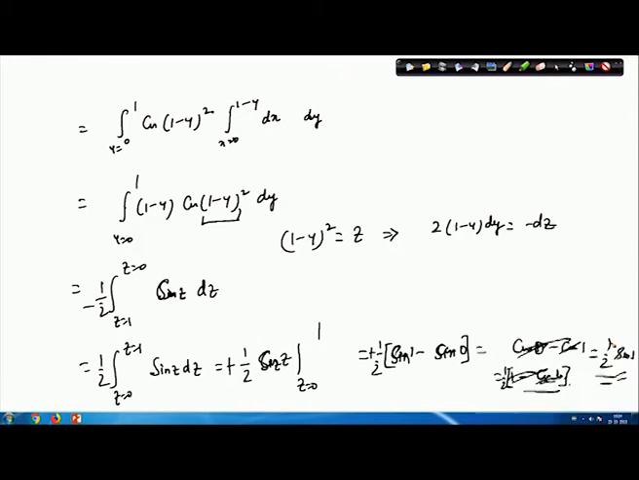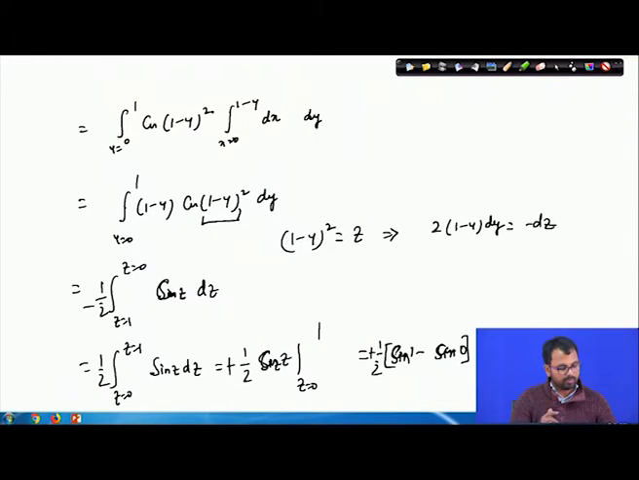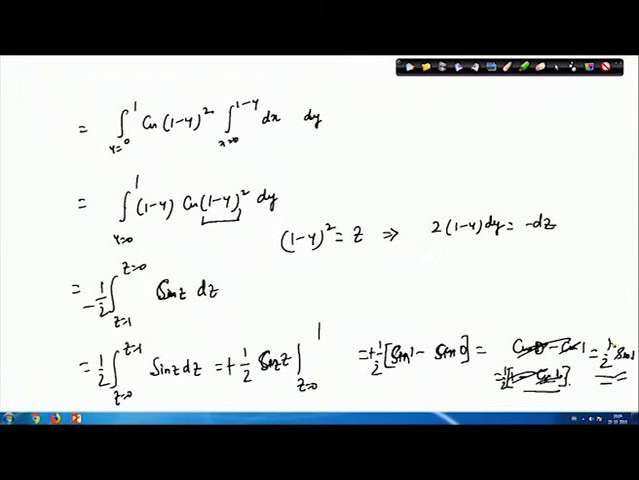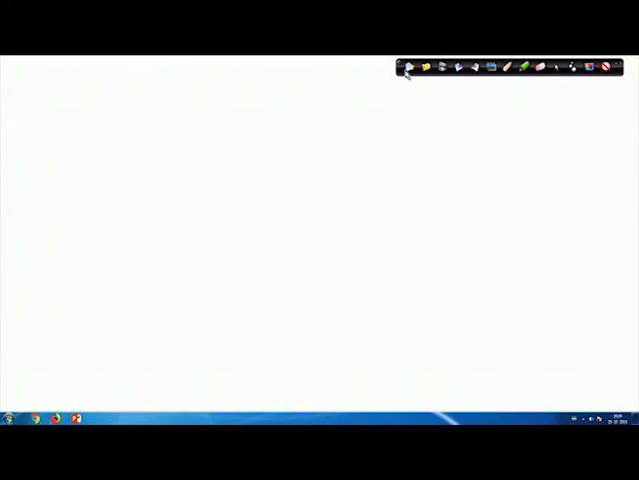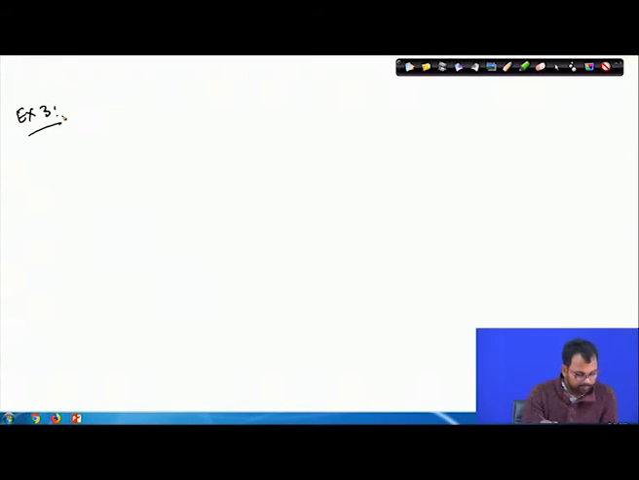Now it may be possible that sometimes changing the order of integration may not be that useful. So what I mean by that is, let's consider another example.